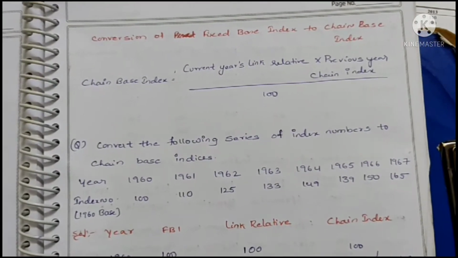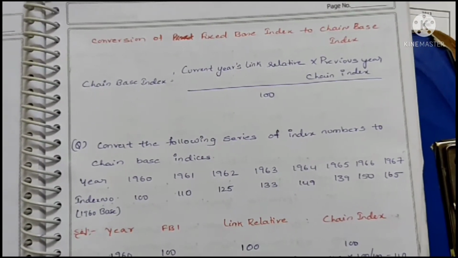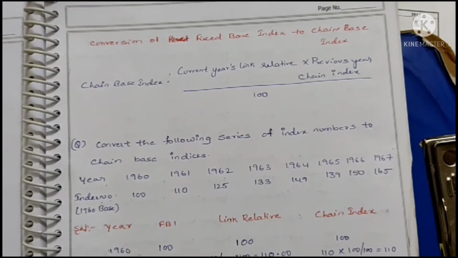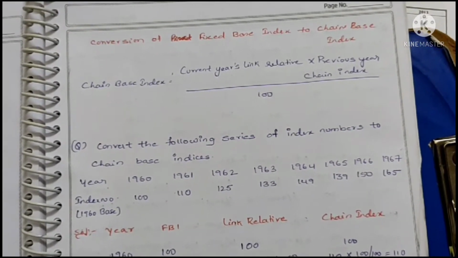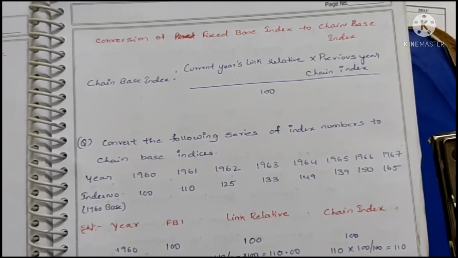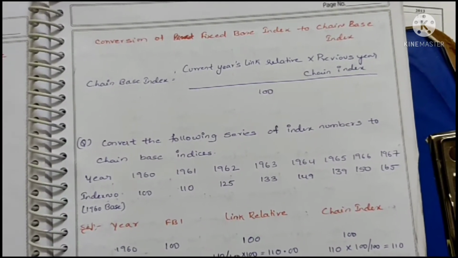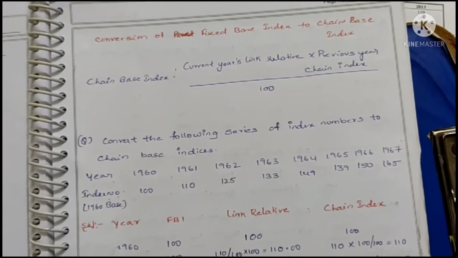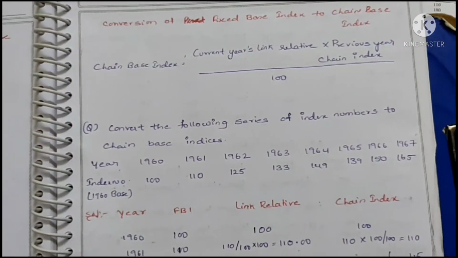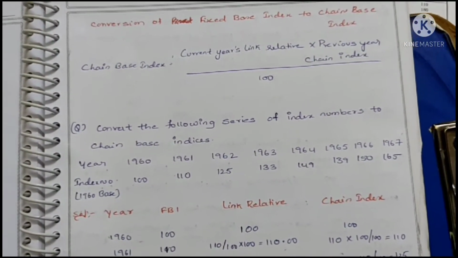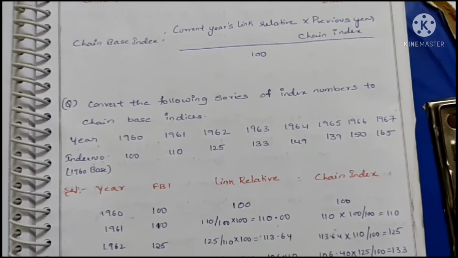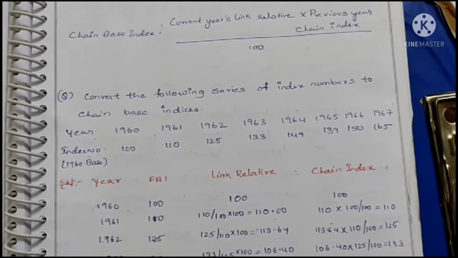The formula for chain base index is: current year link relative into previous year chain index, divided by 100. That's the formula. Here, first of all we have to calculate the link relatives, and after that we have to calculate the chain index. Now see the question: convert the following series of index numbers to chain base index. He has given the year and index numbers.